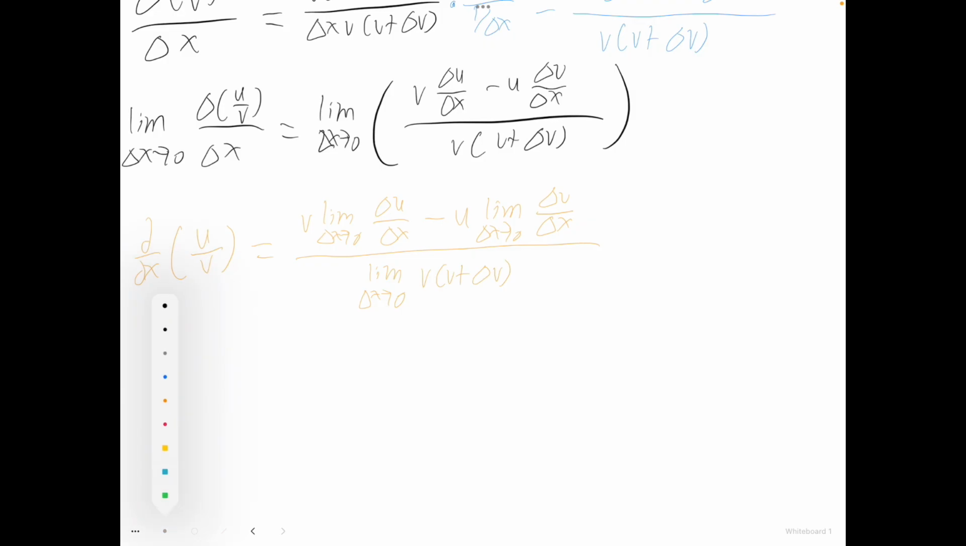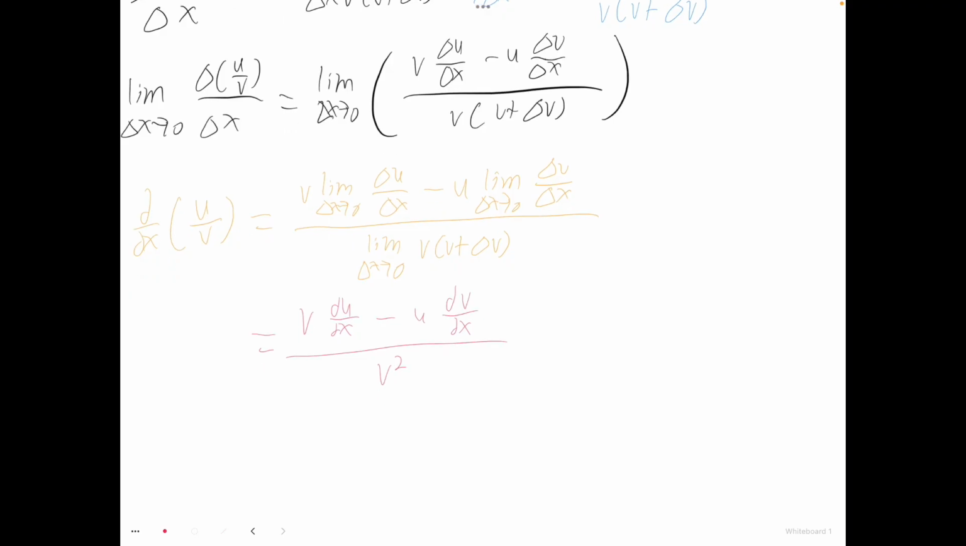So now taking these limits, doing something very similar to the product rule, we're going to have v times, as delta x goes to 0, delta u over delta x goes to the derivative of u with respect to x. And we have minus u, the derivative of v with respect to x. And on the bottom, v is a constant, so it doesn't change, and delta v goes to 0, so we're just going to be left with v squared on the bottom. And so this gives us a formula for the derivative of u divided by v.